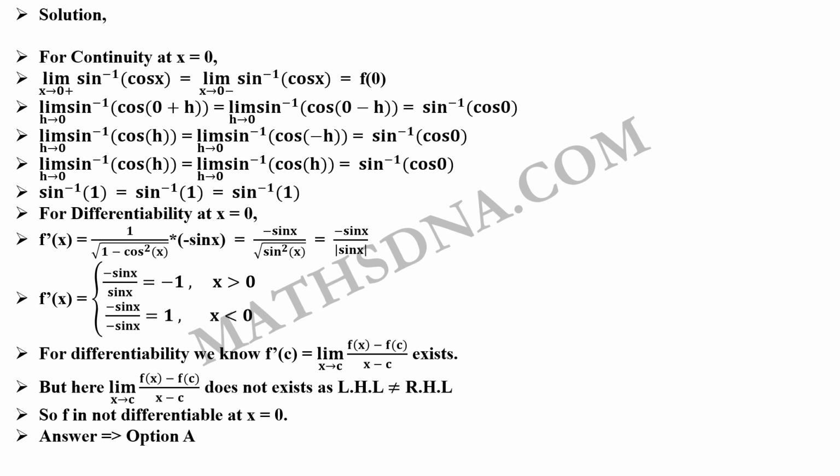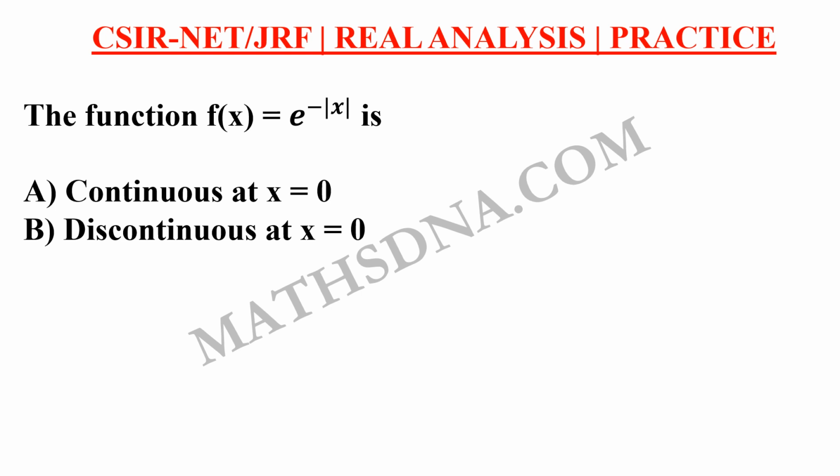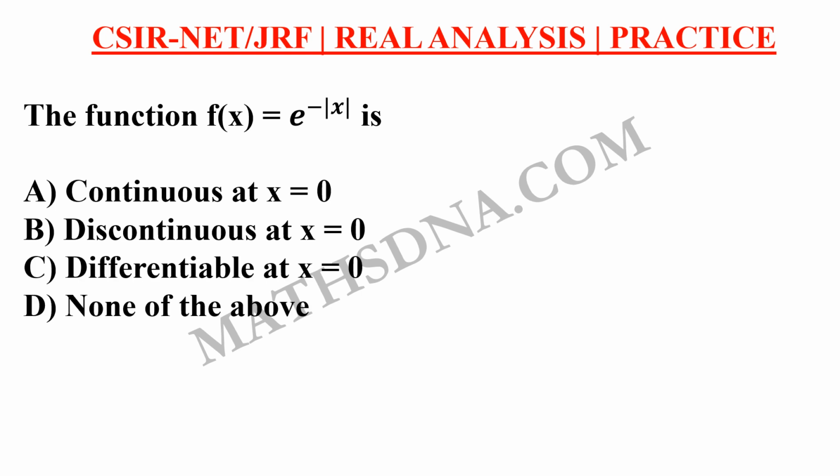Now one question for your practice. The function f(x) equals e raised to minus mod x is, again, A. Continuous at x equals 0, B. Discontinuous at x equals 0, C. Differentiable at x equals 0, and option D, none. Go through the definition once again and try to solve this question by yourself.